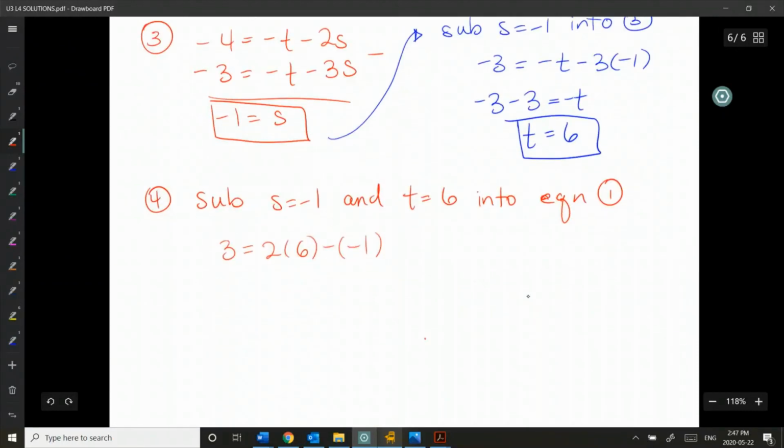And it looks like we're getting 3 equals 13, which is of course not true. Basically what this is telling us is that these 2 lines do not intersect. So there's no solution. And this tells us that the lines are skew lines.